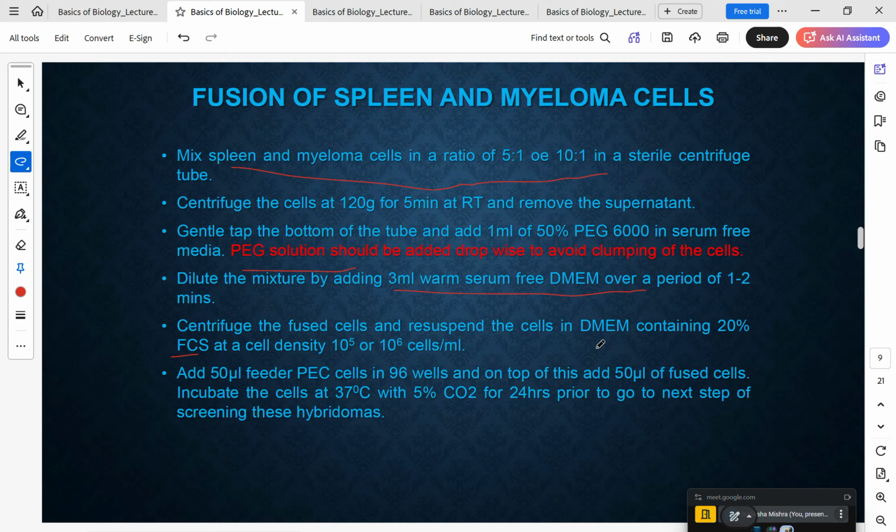The media that we make from powders is not complete; that is called basal media. When we supplement it with serum, bovine serum or calf serum or horse serum, then it becomes complete media.